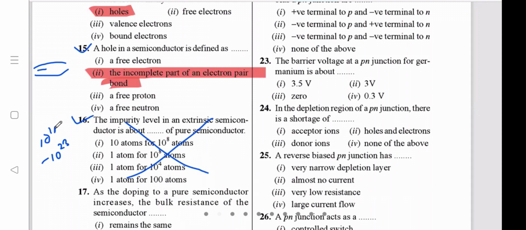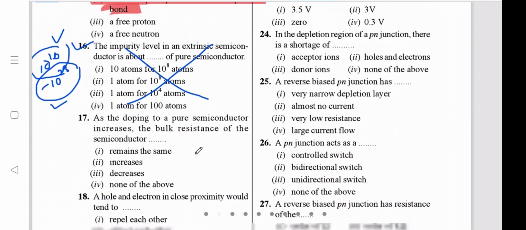Starting from 10 power 10 to 10 power 23. Impurity cannot be less than 10 power 10, and it cannot be more than 10 power 23. These two margins I have told in the class. Inside these two margins, it may be anything.